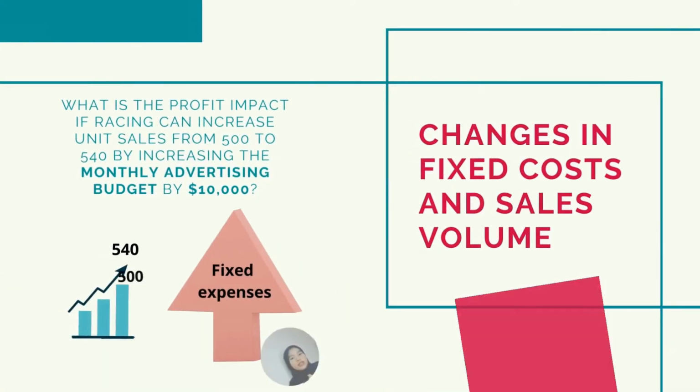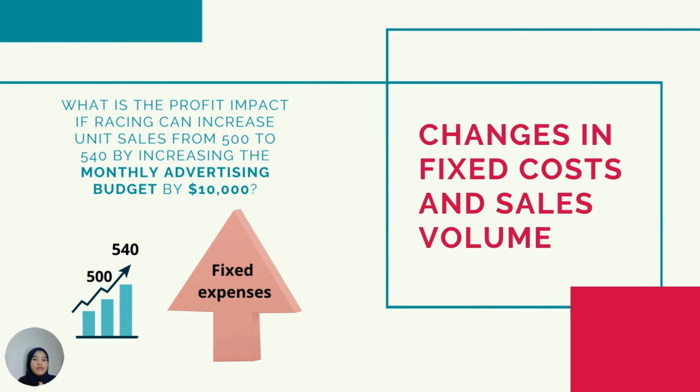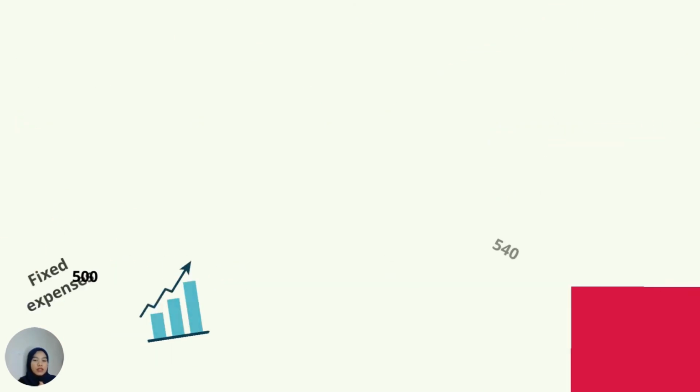So let's take a look at this first part, which is changes in fixed cost and sales volume. What is the profit impact if Resin can increase unit sales from 500 to 540 by increasing the monthly advertising budget by $10,000? We can see here that units are increasing by 40 units and the fixed expense also will be increased by $10,000.